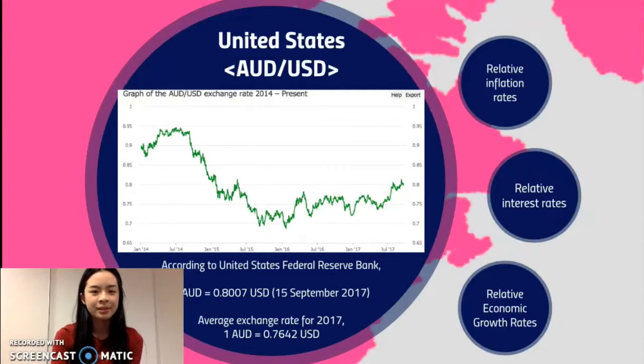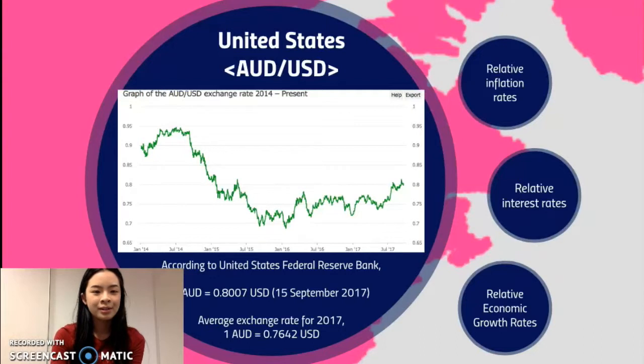As we can see from the graph sourced from the Reserve Bank of Australia, we can easily notice that from July 2014, the exchange rate of AUD to USD declined steeply until January 2016, where it reached its lowest point, as the graph finally starts to incline, however at a slow rate up until today.